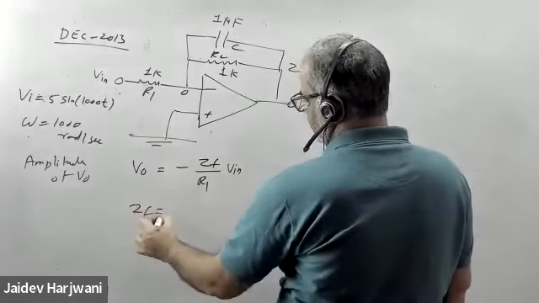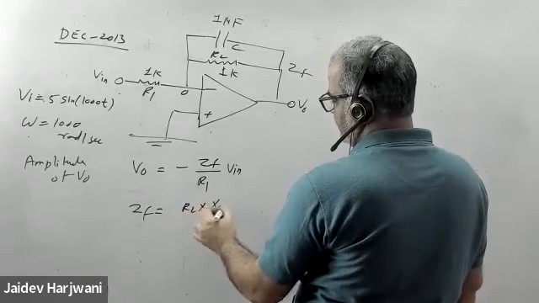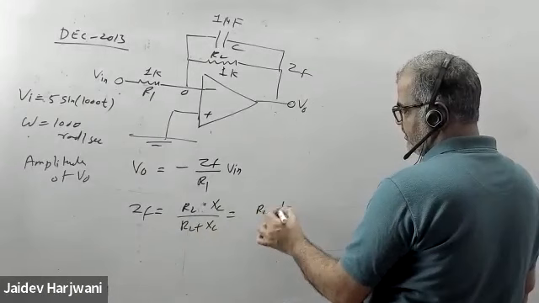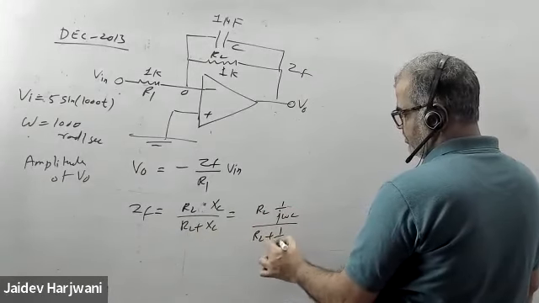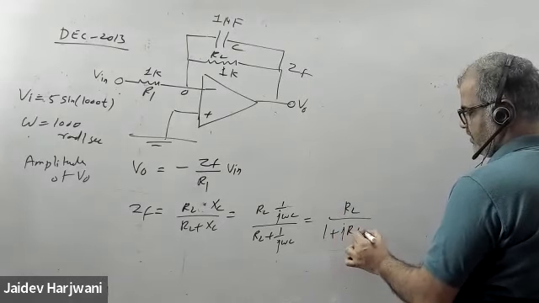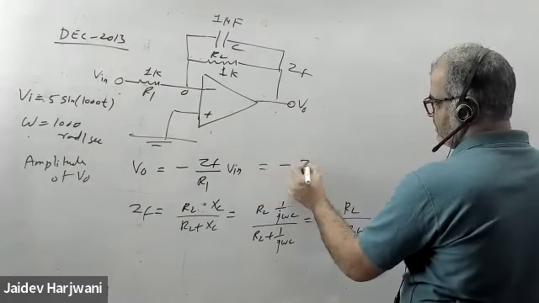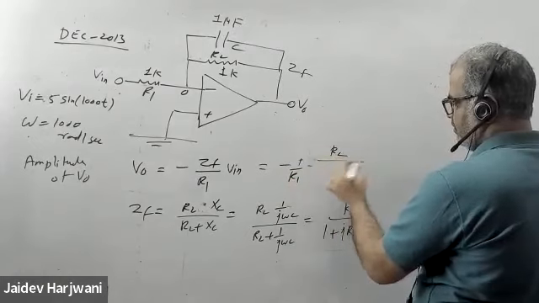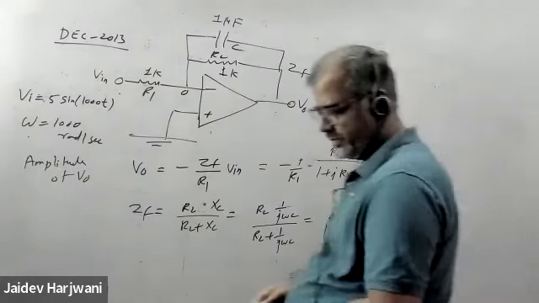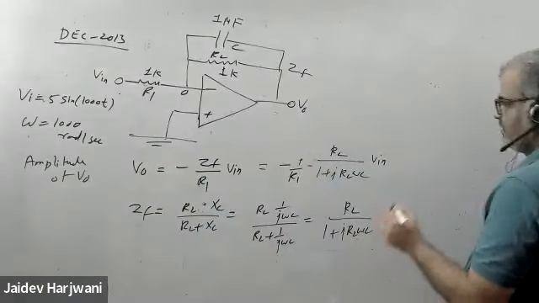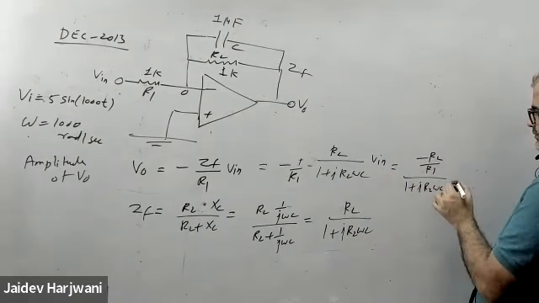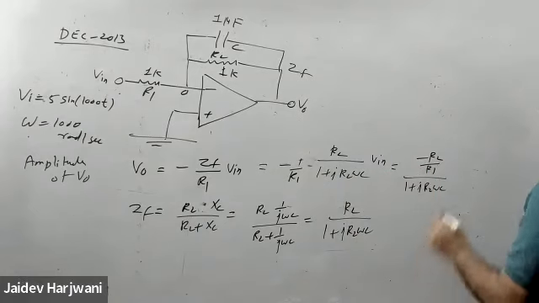Okay, now ZF is what? ZF is this one, R2 into XC upon R2 plus XC. R2 is R2, and XC is 1 upon J omega C. So this becomes R2 upon 1 plus J R2 omega C. Just now we've done this one. So your V naught will be minus R2 upon R1 into 1 plus J R2 omega C, into V input, and this time they have given the V input value also: 5 into sine 1000t.